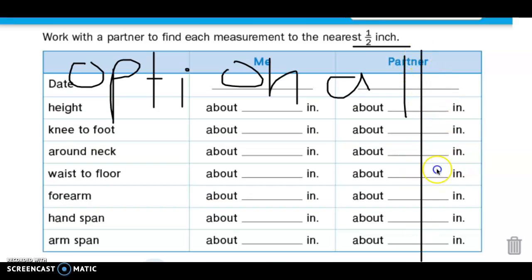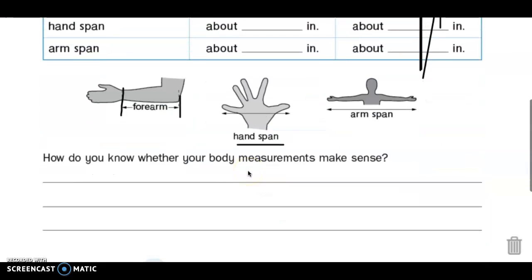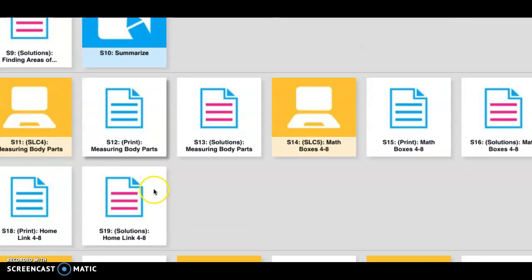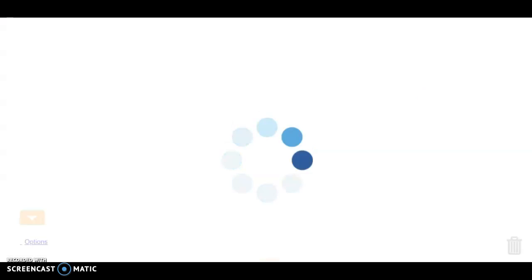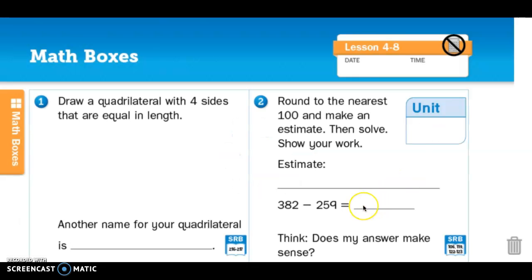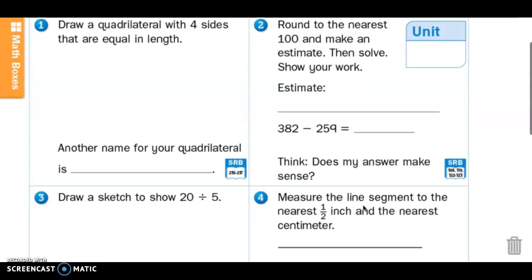So you wouldn't have to do your partners, but you could just find out your measurements. All right, optional, so you can do that if you would like to. Do you have to? No. And lastly, you have your math boxes for 4-8.